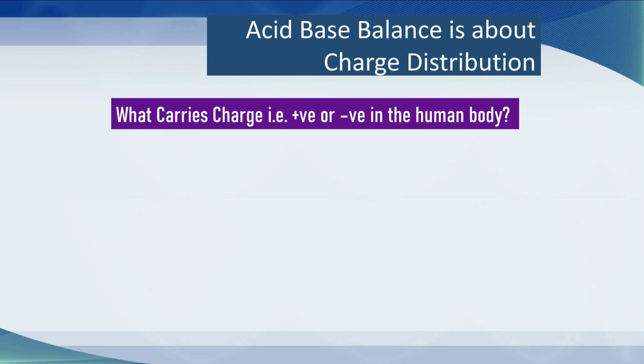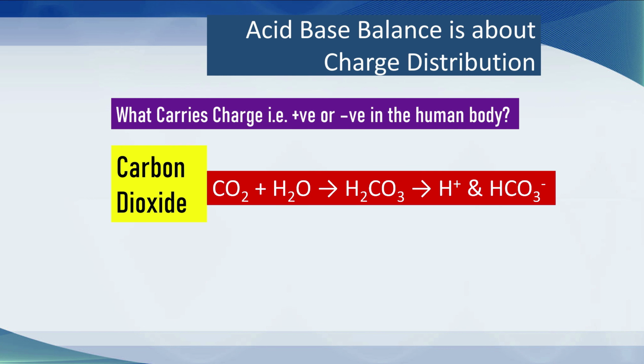So what carries charge, positive or negative, in the human body? The first thing is carbon dioxide. Carbon dioxide is hydrated to carbonic acid, and that of course is cleaved to bicarbonate and a clump of water with some hydrogen sticking out. That binds up to hemoglobin in the erythrocyte that buffers the effect of carbon dioxide on venous blood.